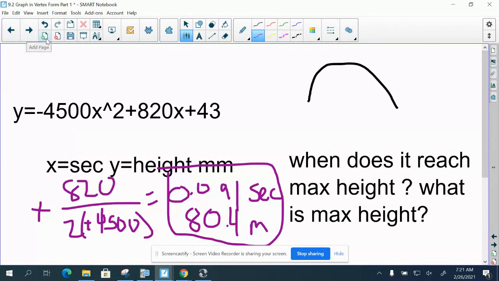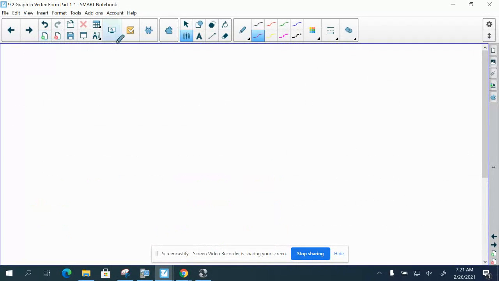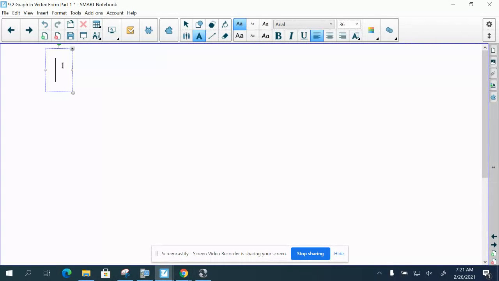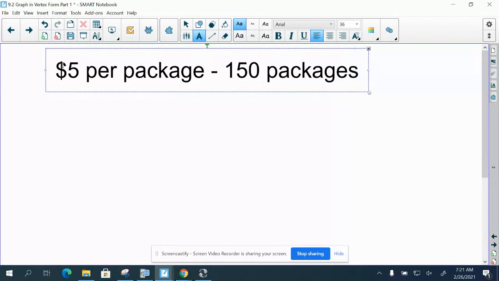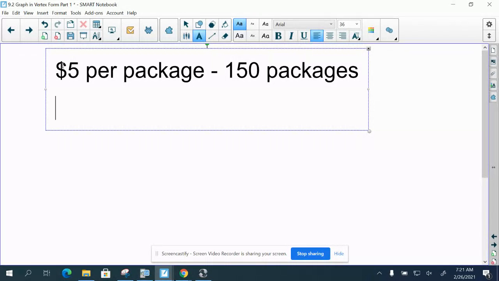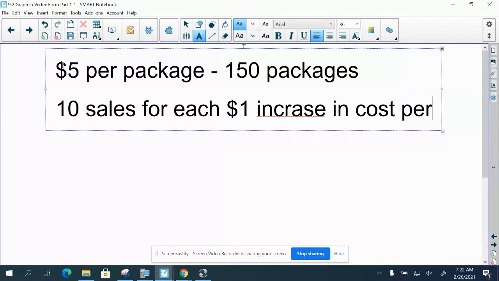All right, let's do one more. So this one says students are selling packages of flower bulbs to raise money for a class trip. Last year when the students charged $5 per package, they sold 150 packages. The students want to increase the cost per package. They estimate that they will lose 10 sales for each $1 increase in cost per package.